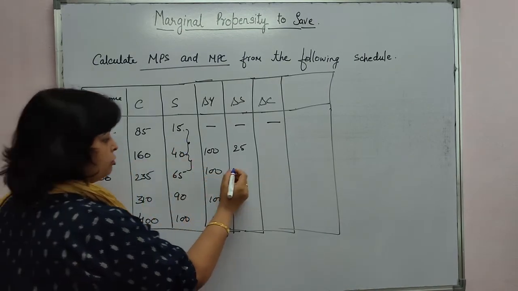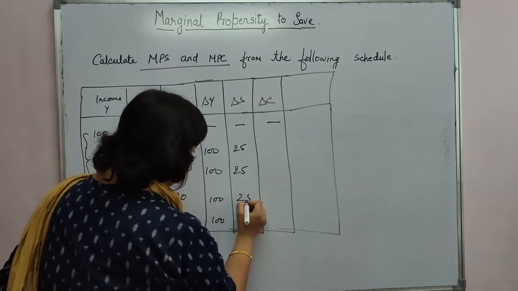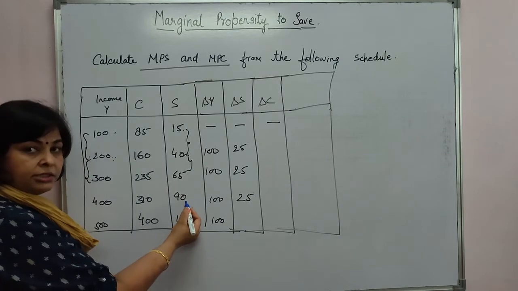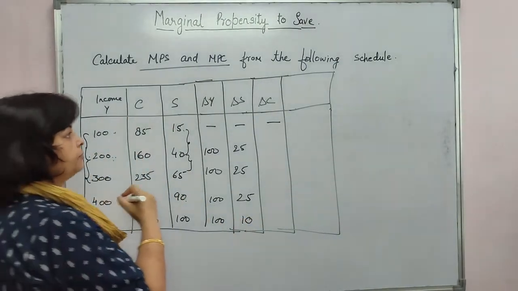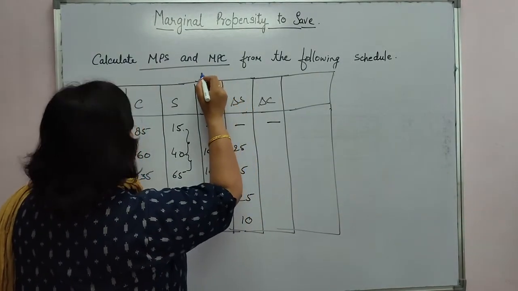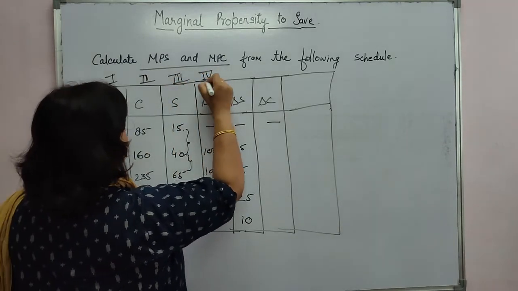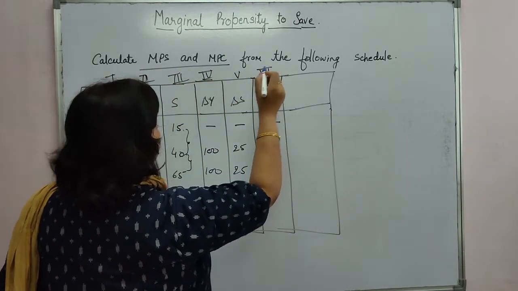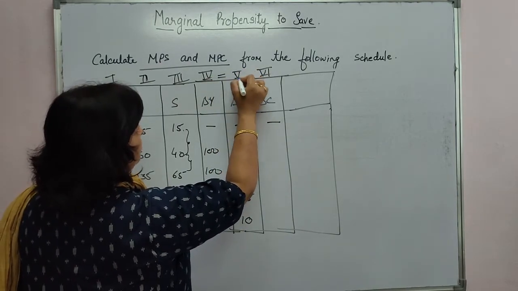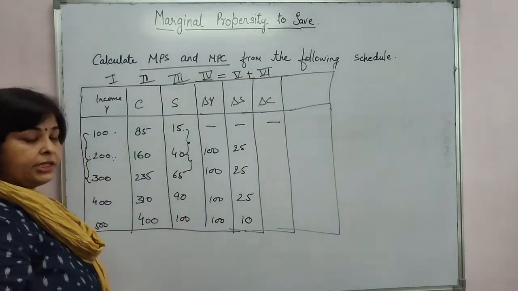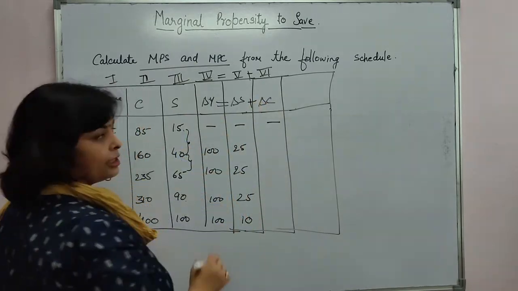65 minus 40 is equal to 25. 90 minus 65 is equal to 25. And 100 minus 90 is equal to, now it has changed, it is 10. We know that this is column 1, this is column 2, this is 3, 4, 5, 6. Now the value of column 4 is equal to column 5 plus column 6. That is delta Y is equal to delta S plus delta C.